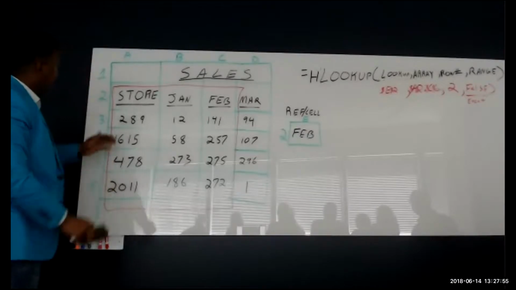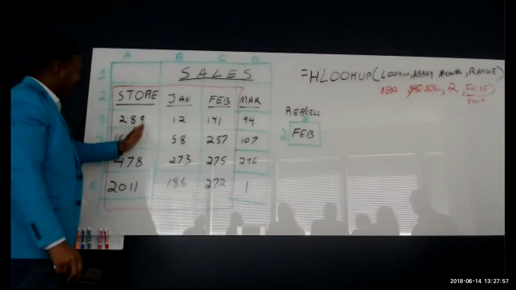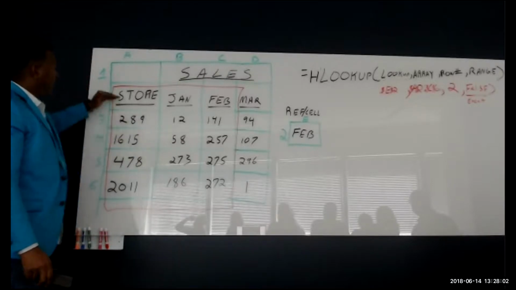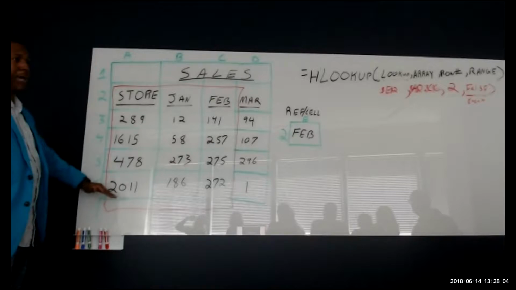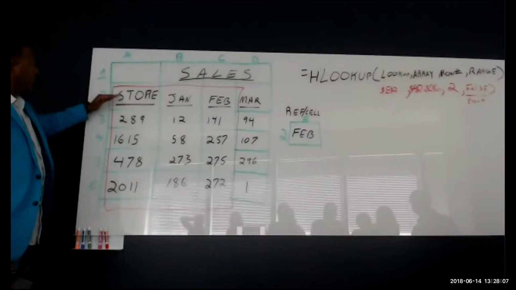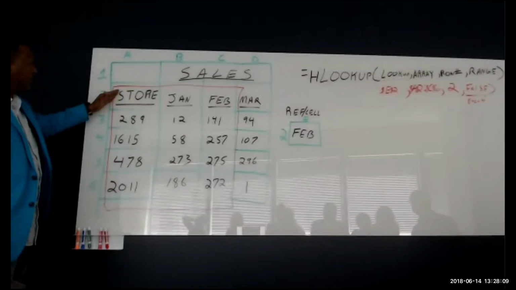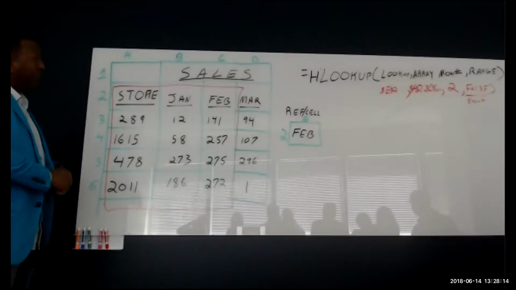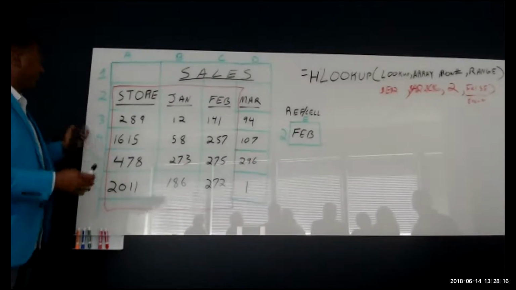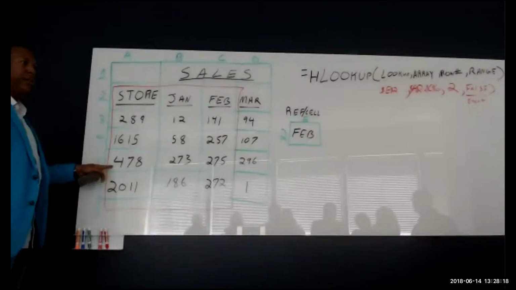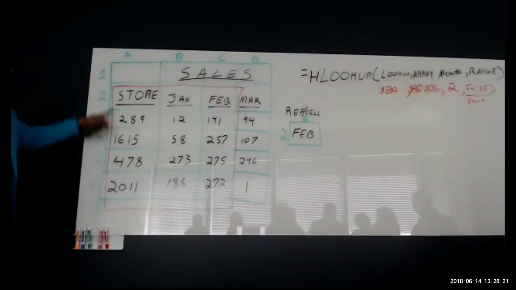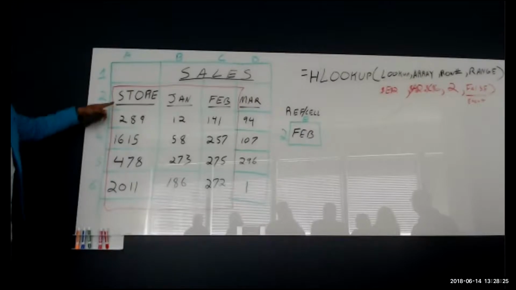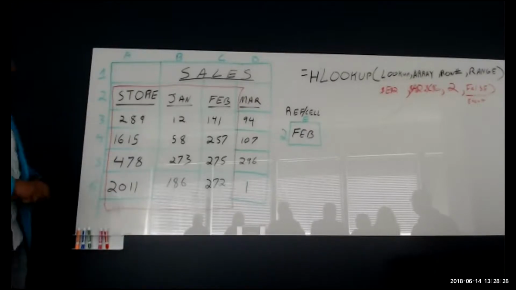Now, just like a VLOOKUP, how we counted from left to right using the far left column of our array, an HLOOKUP counts from top to bottom, asking for a row. So if this is our topmost row, this is row 1, 2, 3, 4, 5, right? So if we wanted to know store 478, we needed to know how many rows down from the top is 478. We can count it: 1, 2, 3, 4.